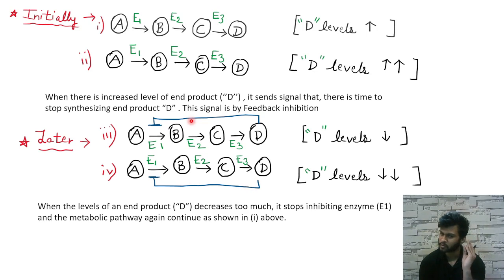Okay. So when the amount of end product increases significantly, it will bind to the allosteric site of the E1 enzyme. It will cause conformational change in the E1 enzyme, due to which the active site conformation will also change, due to which substrate cannot bind to the E1 enzyme's active site, due to which E1 enzyme will become inactive. If E1 enzyme becomes inactive, A will not get converted into B, B will not get converted into C, and C will not get converted into D. So gradually, the levels of D will start to decline.